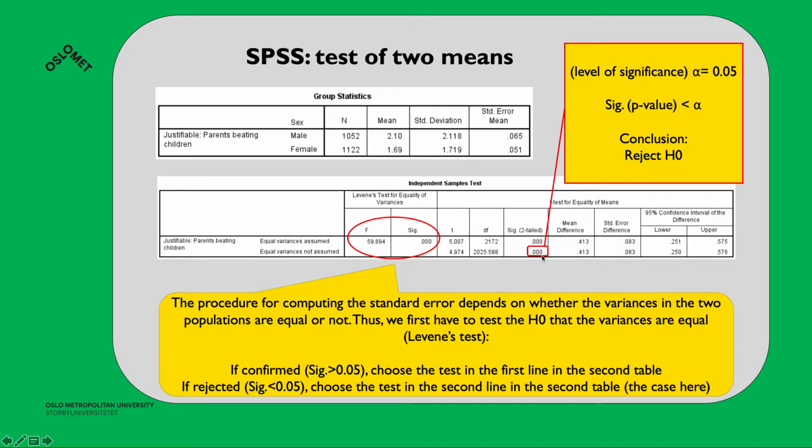And in this instance, in our example, it's significant, so we read the second line. And as you can see, the p-value is much lower than our chosen level of significance, so we reject H0, saying that there is no difference between men and women. And here you can see, so you really find out, you test this difference between men and women, and the fact that males tend to say that it's more justifiable for parents to beat their children, and we see that, okay, yeah, there is actually a difference, and this difference can be generalized to the population.